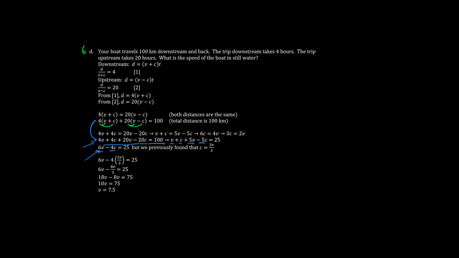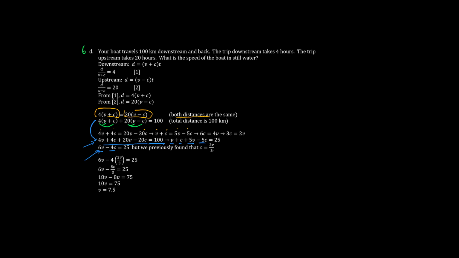So we previously stated that both distances are the same. So this is distance number 1 equals distance number 2. So that's this line up here. We divide by 4, so 4v becomes v, 4c becomes c, 20v becomes 5v, negative 20c becomes negative 5c. We just gather like terms. 6c equals 4v, and when we divide by 2, we get 3c equals 2v. Dividing both sides by 3, we get c equals 2v over 3.